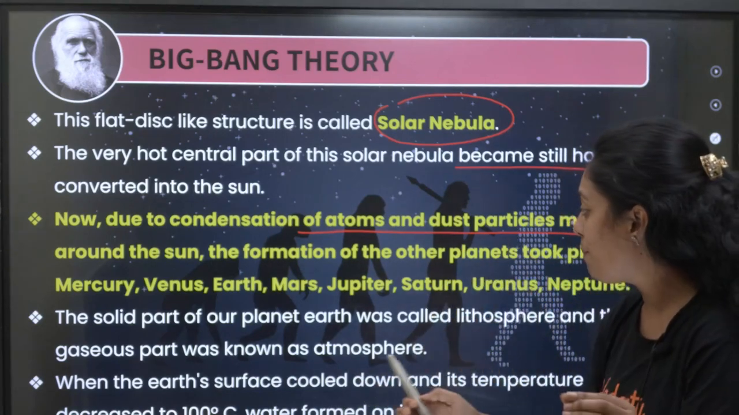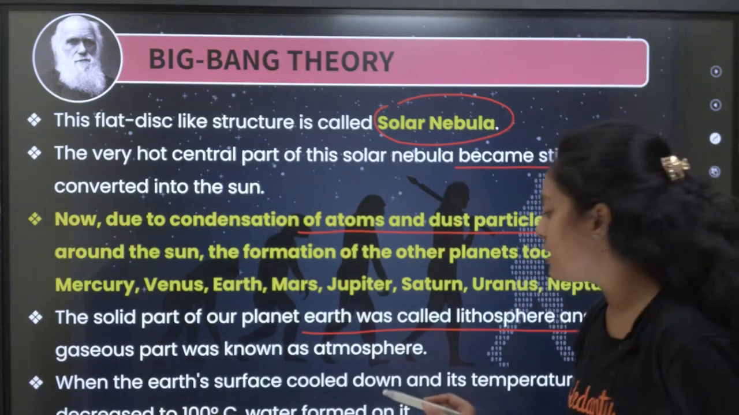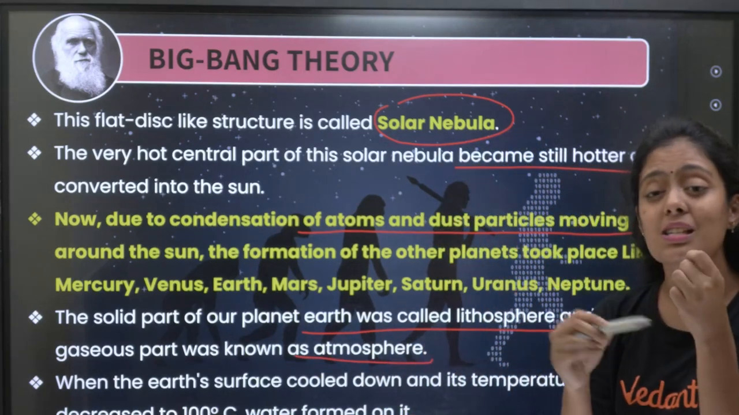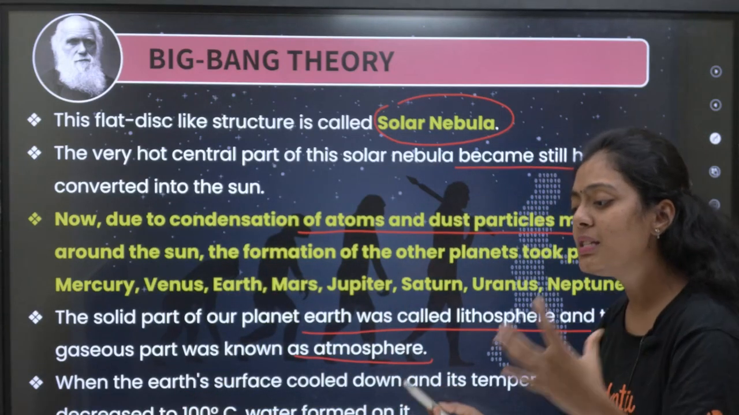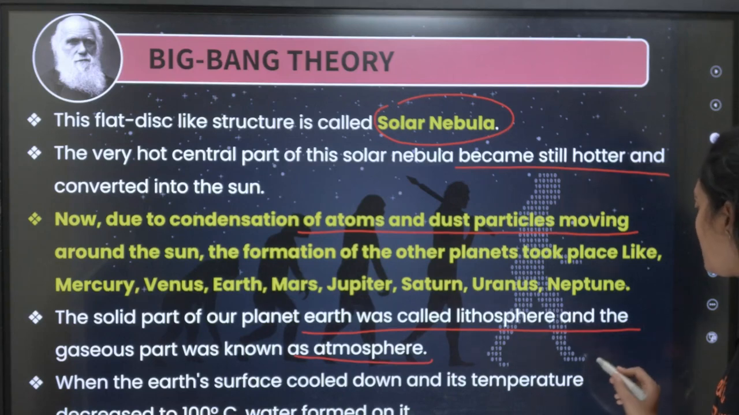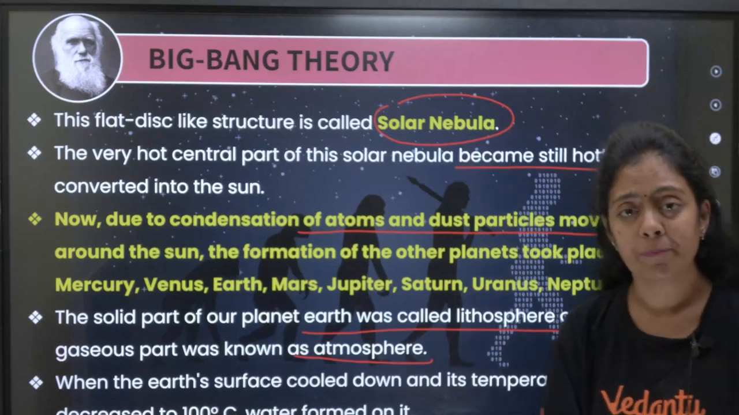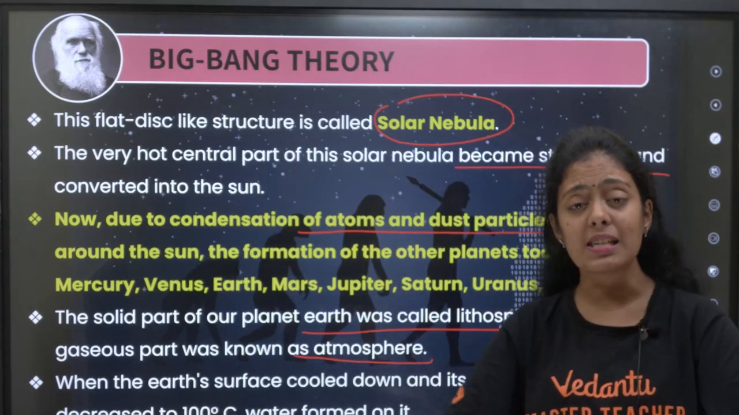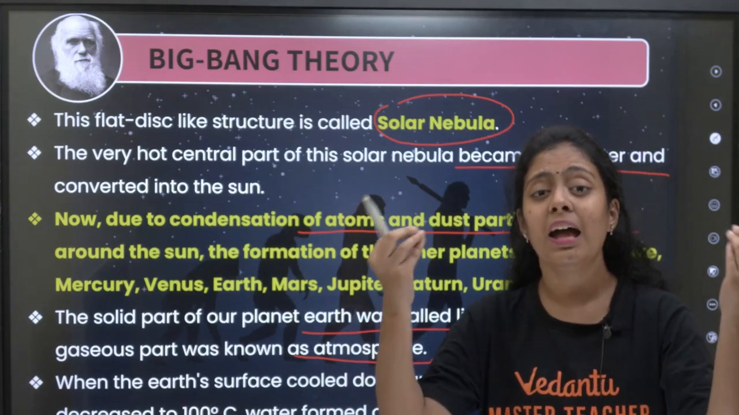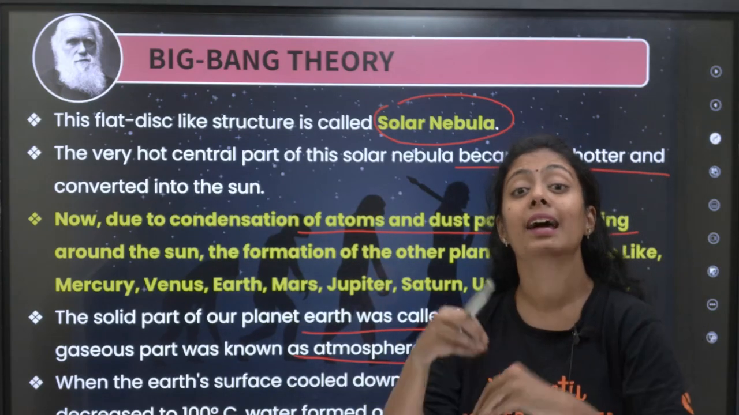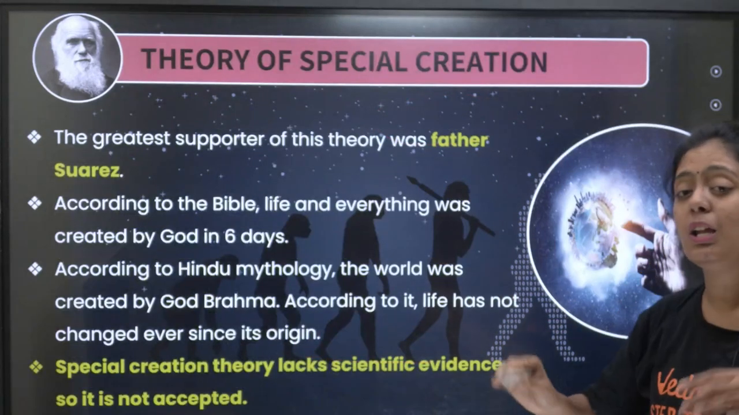The solid part of our planet Earth is called lithosphere and the gaseous part is called atmosphere. So this lithosphere is the land, and the atmosphere is the gaseous part. When the Earth's surface cooled down and its temperature decreased to 100 degrees Celsius, the water was formed. Slowly, the Earth's temperature started decreasing. So water was formed and an atmosphere was formed, and that is responsible for life. Without that, there is no life at all.